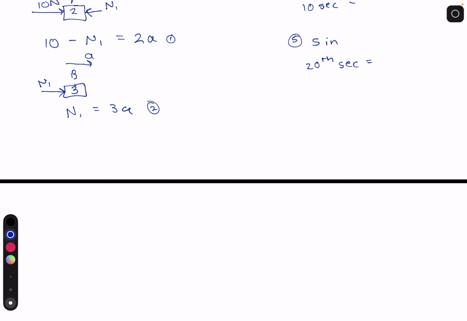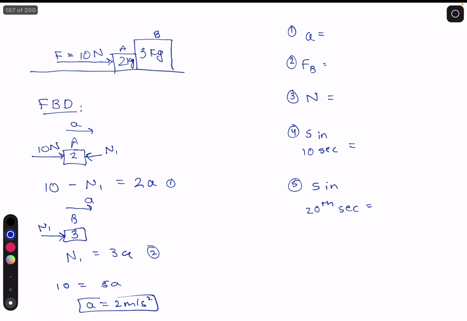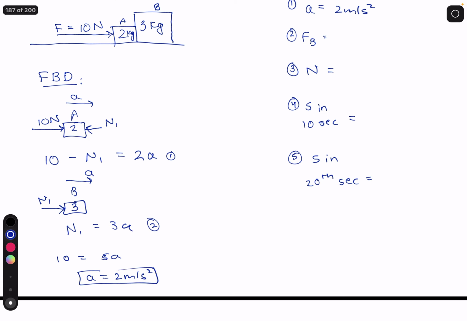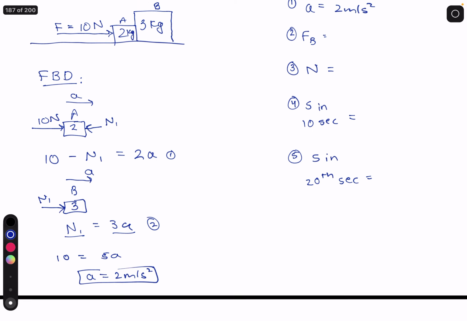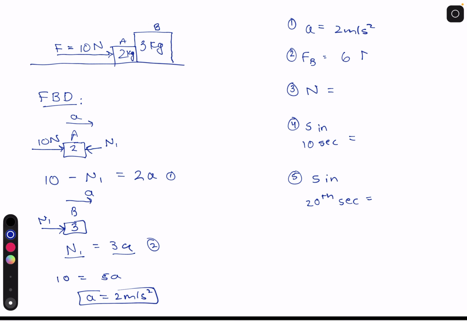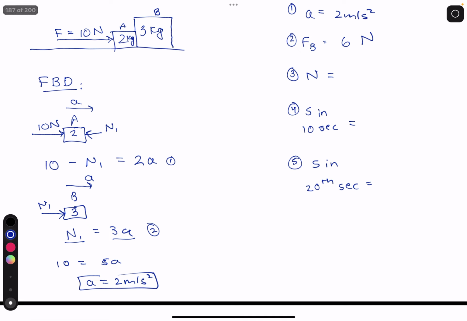Alright, if we add both of these, then we can see that 10 is equal to 5A. So that means A is equal to 2 meters per second square. So we have the first value. This is 2 meters per second square. Now we want to find the force on B. The force on B is just N1, which is equal to 3A. So it is equal to 3 times 2, which is 6 newtons. Now the normal reaction will obviously be equal to the force acting on B. So this is also 6 newtons.